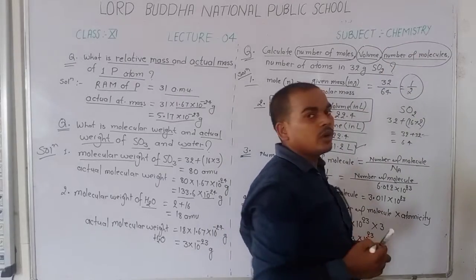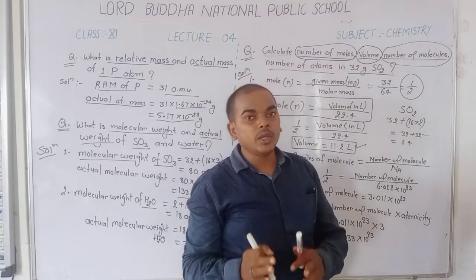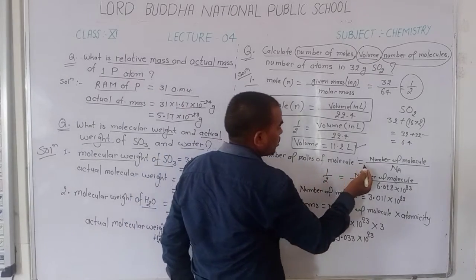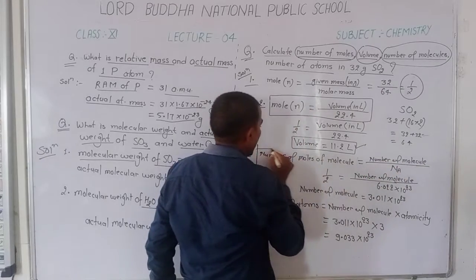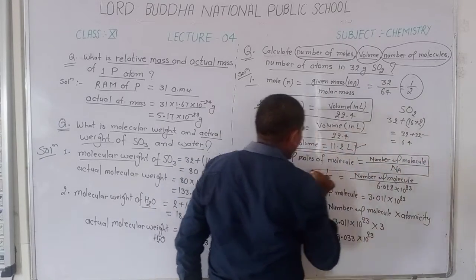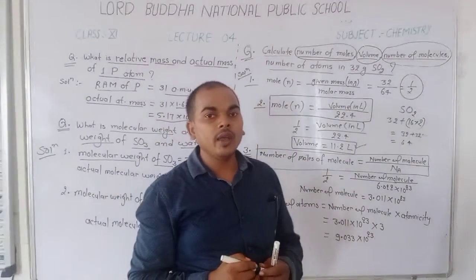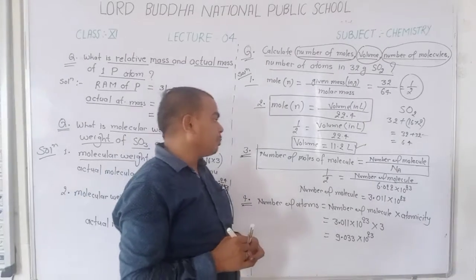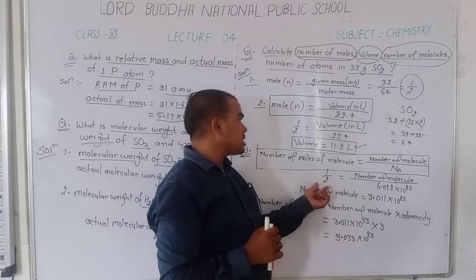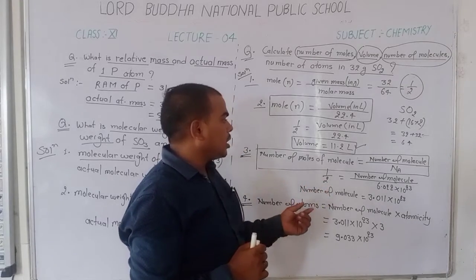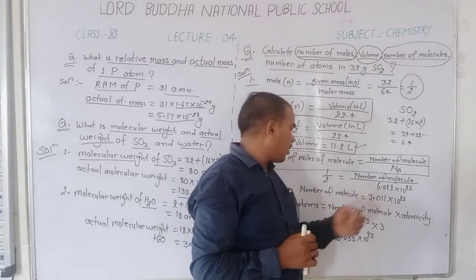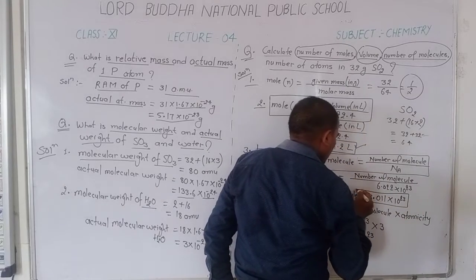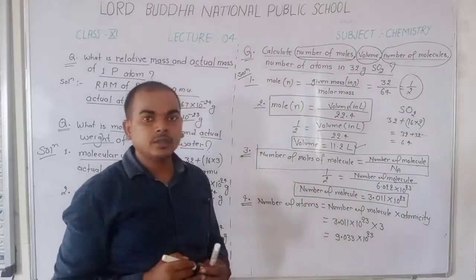Next point, number of molecules. How to calculate the number of molecules? For calculating the number of molecules, the formula is number of molecules equals number of moles into Na. Na means Avogadro number. The value of Na is 6.022 into 10 power 23. By putting the value of moles and the value of Avogadro number, we find that the number of molecules is equal to 3.011 into 10 power 23.